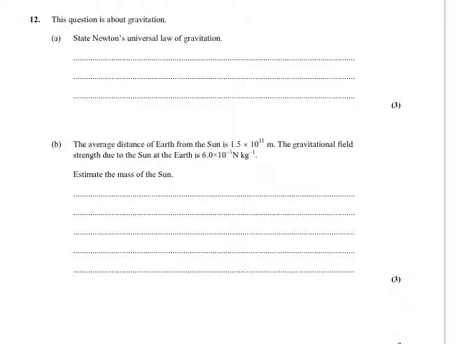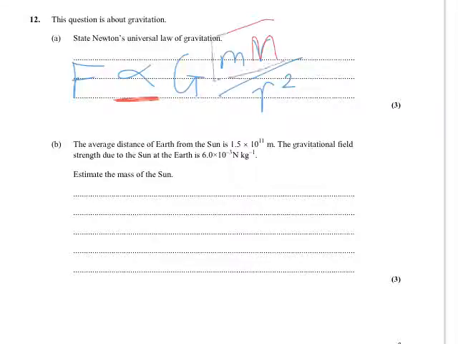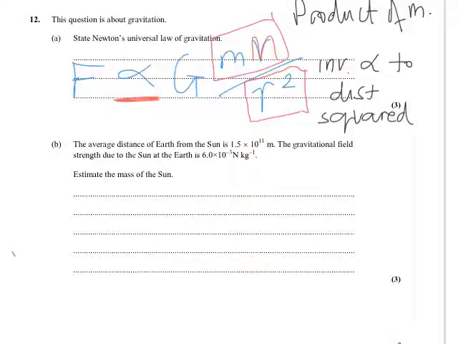State Newton's law of gravitation. Okay, what's important is that you state, first of all, the proportionality. Okay, it's proportional, that you state that it's proportional to the product of the two masses and inversely proportional to the distance squared. So 3 marks there: proportional to the product of the masses, inversely proportional to the distance squared. In the second part, it's just a simple calculation question.